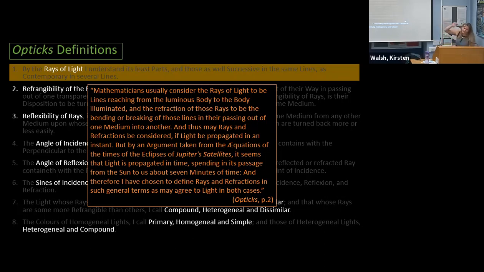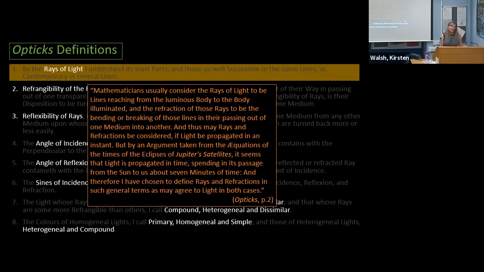And so this is what he thinks. But he explains to us why he defines it this way. He says, "Mathematicians usually consider the rays of light to be lines reaching from the luminous body to the body illuminated, and the refraction of those rays to be the bending or breaking of those lines in their passing out of one medium into another. And thus may rays and refractions be considered if light be propagated in an instant. But by an argument taken from the equations at the times of the eclipses of Jupiter's satellites, it seems that light is propagated in time, spending in its passage from the sun to us about 7 minutes of time."